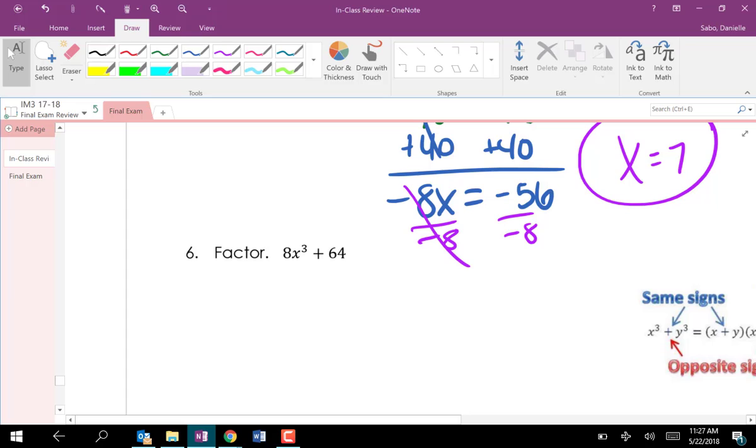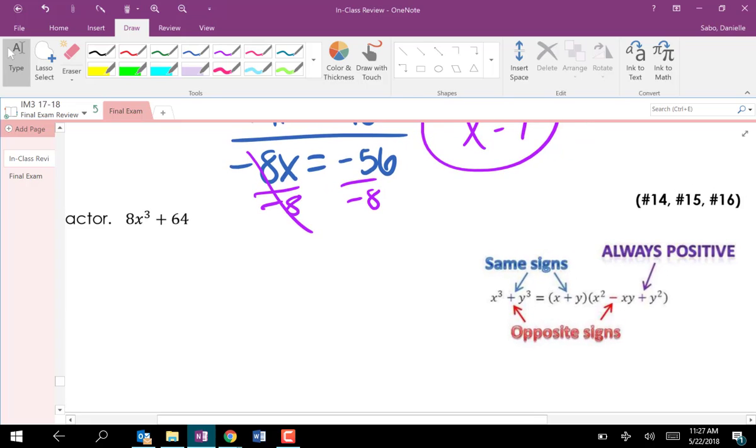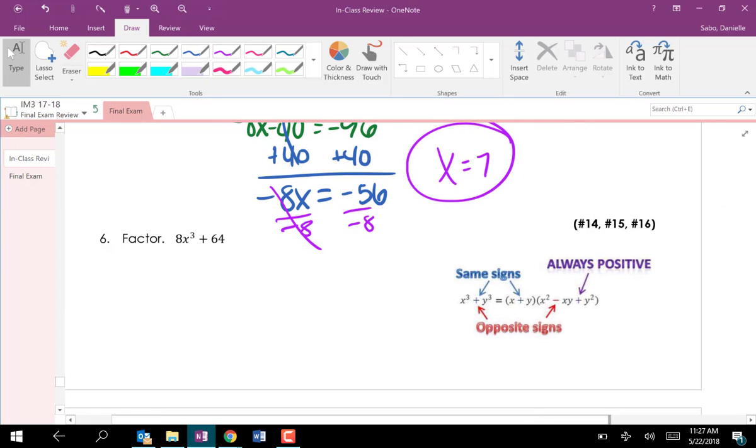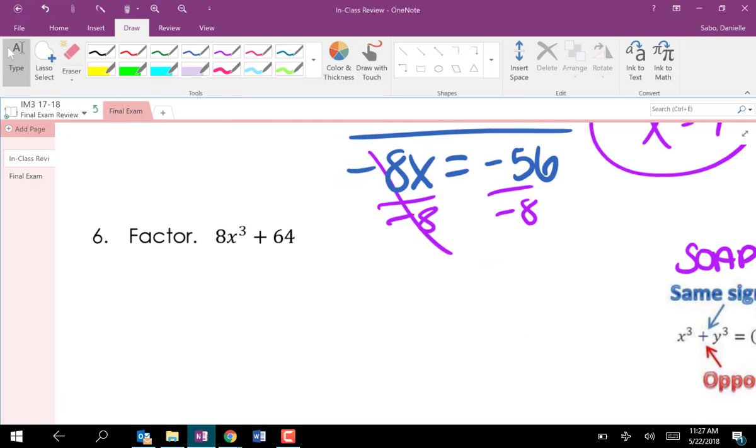This one, however, you can't because there's no equal sign. If there's no equal sign, you really can't plug it in the calculator. So this one's factor. This one was from way back when. If you remember SOAP, way back when. Same, opposite, always positive. This is when we took the cube root of everything in the situation.